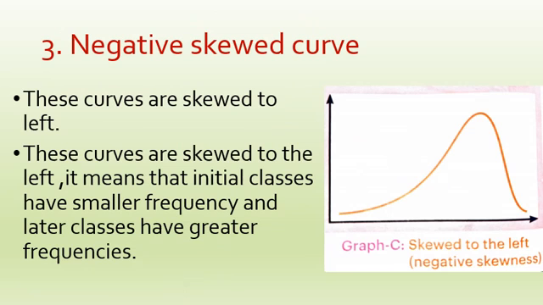Next one is negative skewed curve. Again skewness means that there is decrease in frequency but not at uniform rate. Negative skewed curves are skewed to the left. It means that initial classes have smaller frequencies and later classes have greater frequencies. This was an initial class, so the frequency is so less. But in later classes, the frequencies are high, or we can say the later classes have greater frequency.